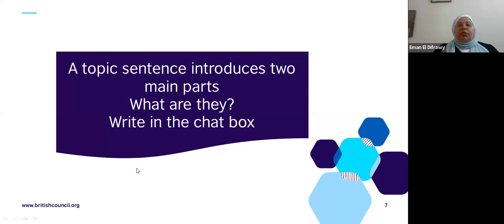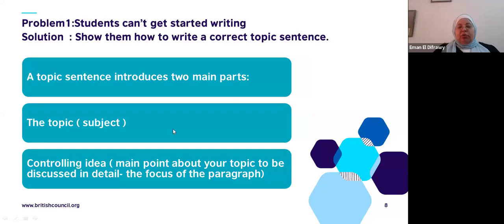Very good. So the topic sentence is divided into two parts: the topic and a controlling idea. The controlling idea is about the focus of the paragraph. Students need to know that we write about the controlling idea. We don't write about the topic itself. And that's why we always have irrelevant sentences.